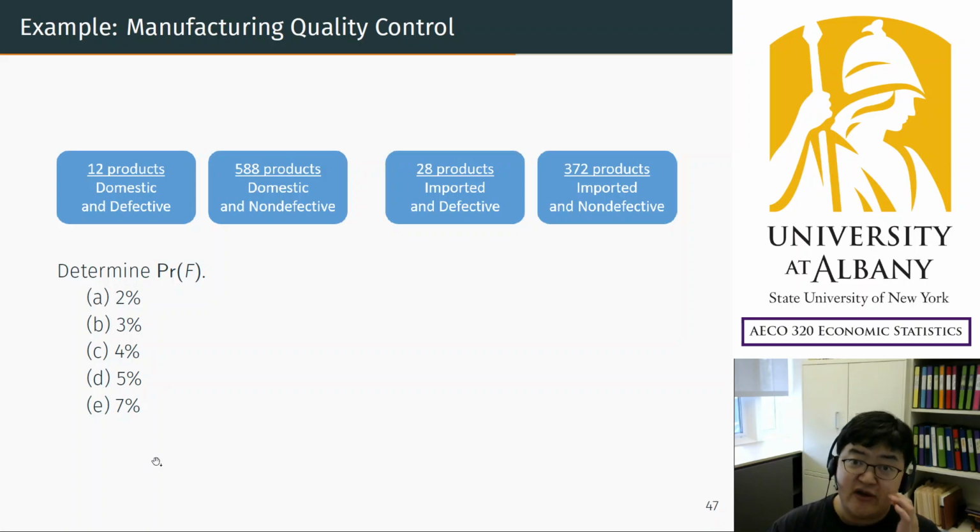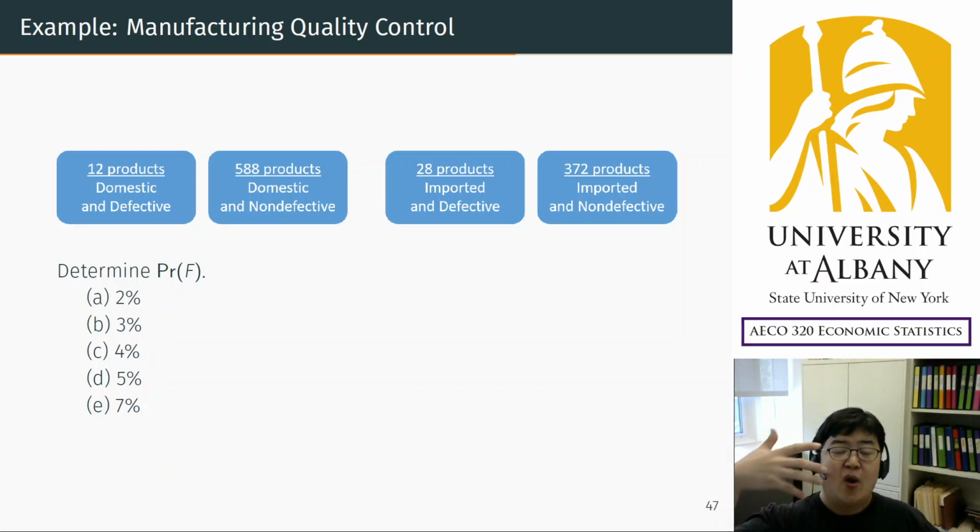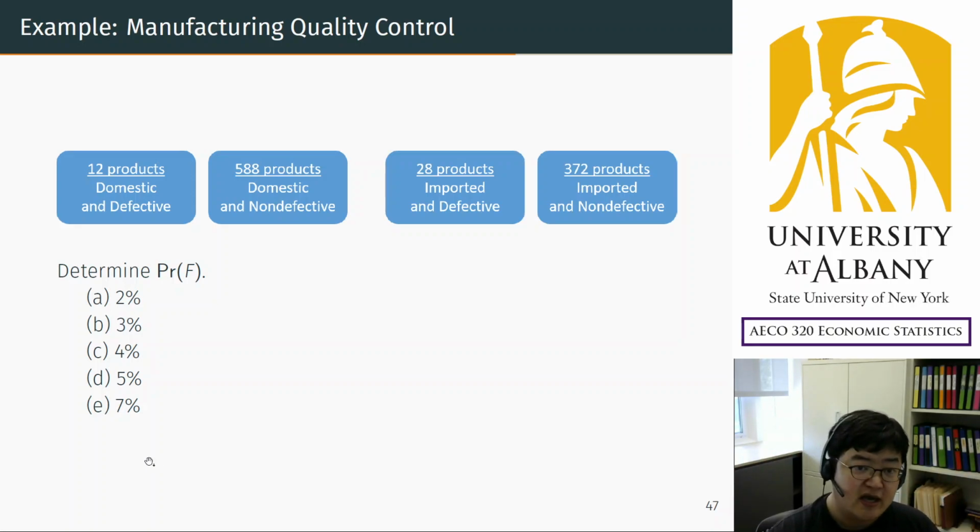So in the previous video, we conducted an imaginary experiment. We chose 1000 random batteries and classified them into 4 different categories. And those are the results. Based on those imaginary data, we would like to calculate the probability of defective batteries.